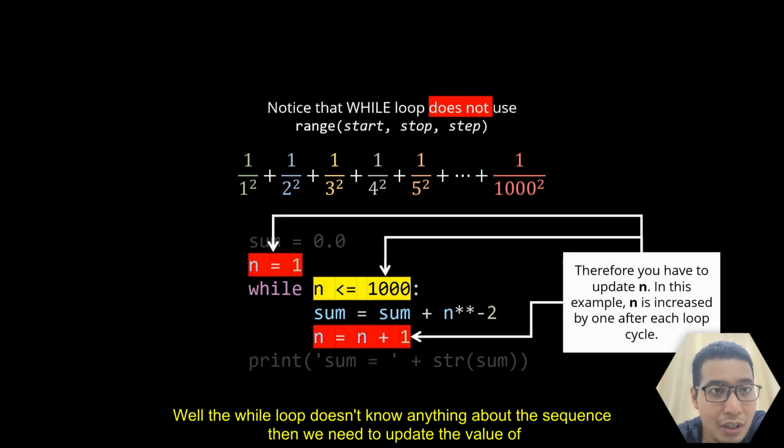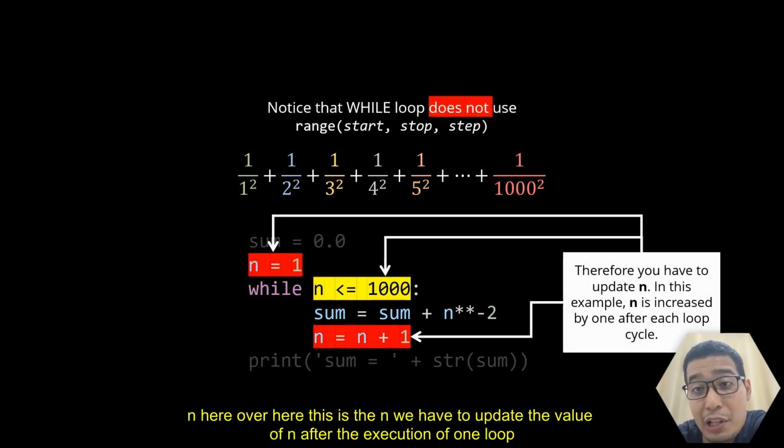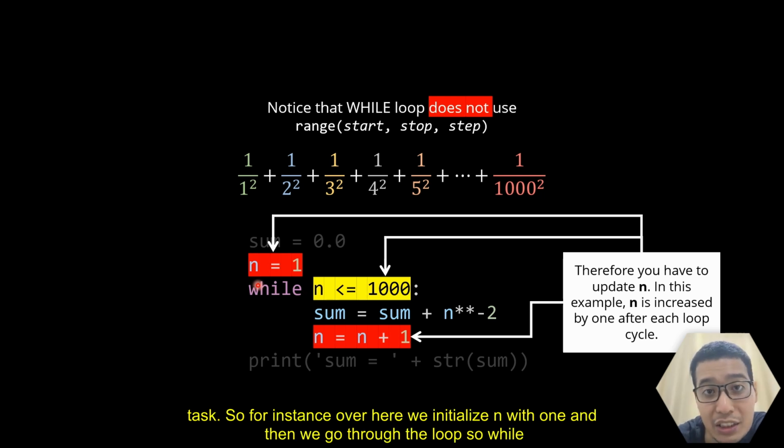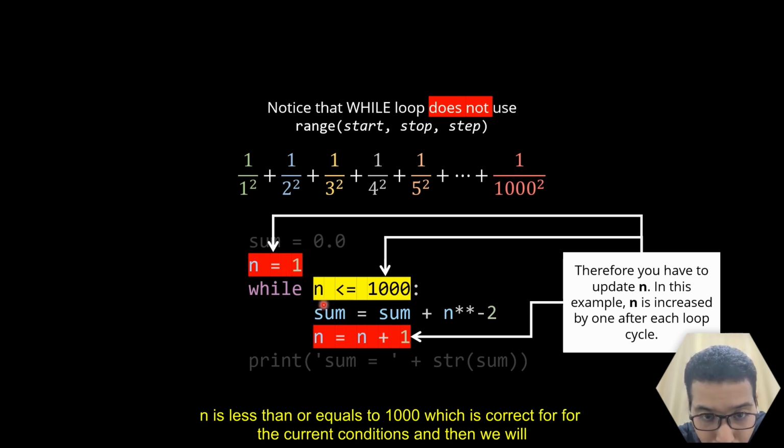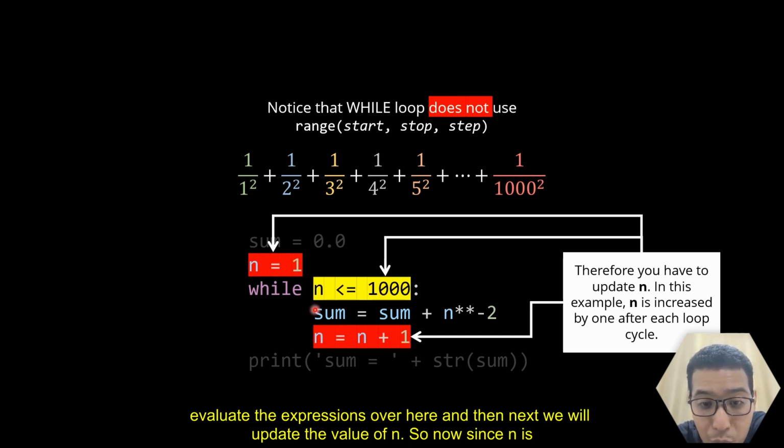The while loop doesn't know anything about the sequence. Then we need to update the value of n here. Over here, this is the n. We have to update the value of n after the execution of one loop task. So for instance, over here, we initialize n with 1, and then we go through the loop. While n is less than or equal to 1000, which is correct for the current condition, we will evaluate the expressions over here. And then next we will update the value of n.